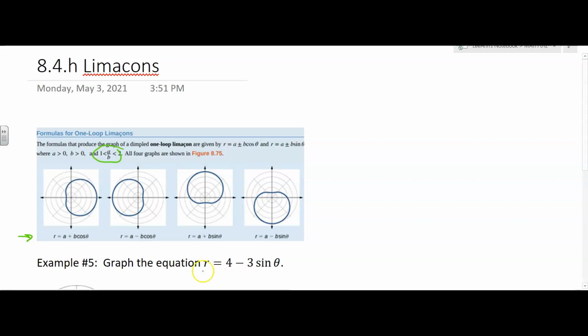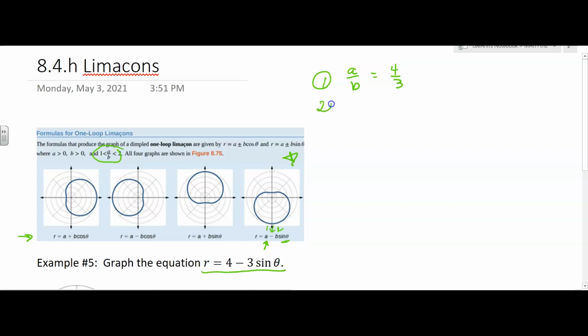All right, so we're looking at this equation and we're matching the form. And it looks like it matches to this one here. So you have your A minus B sine theta. That's what we're looking for. And then if you notice what A over B is here, it's 4 over 3, and that's between 1 and 2. So it's going to be this one. It's going to look something like that.